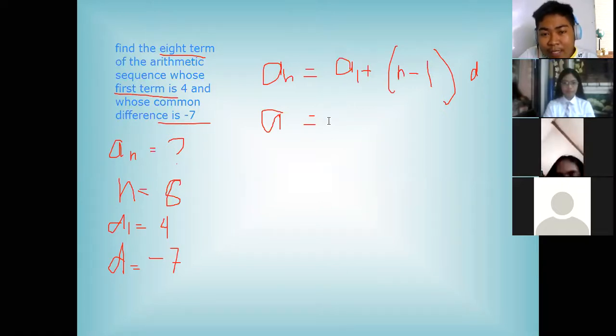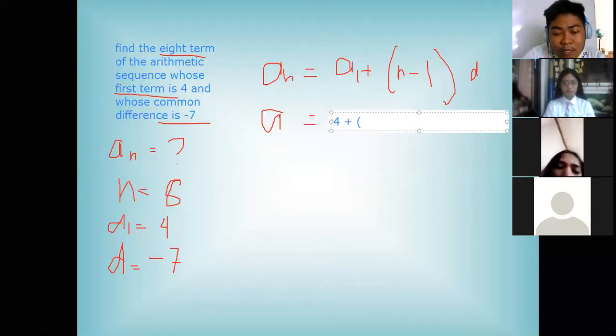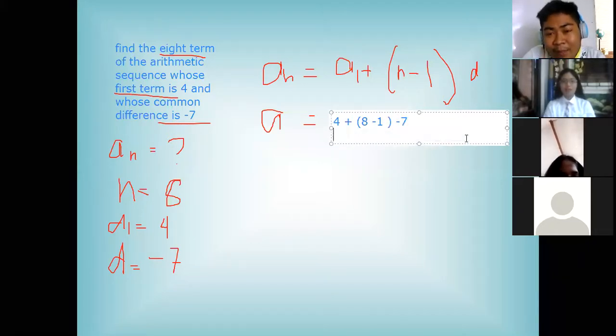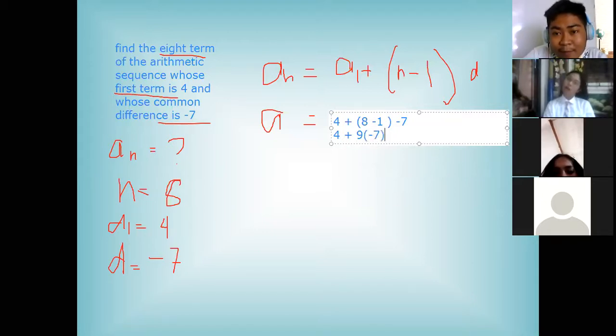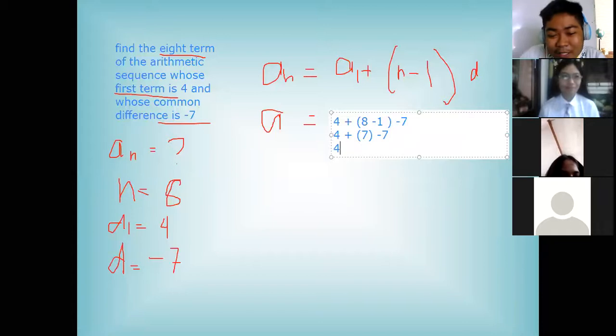So, anong a_1 natin? 4, tama? Plus, anong n natin? We have 8, tama? So, 8 minus 1 times -7. Copy mo yung 4 muna. 8 minus 1 is 7, sorry. Times negative 7. Ayan, so 4 plus negative 49.